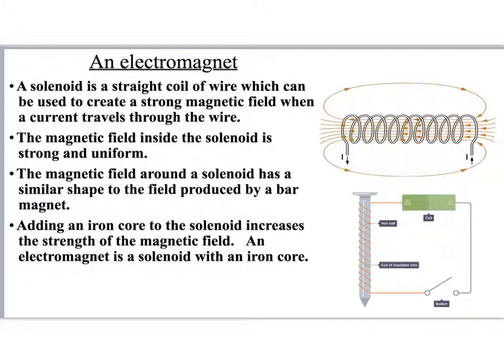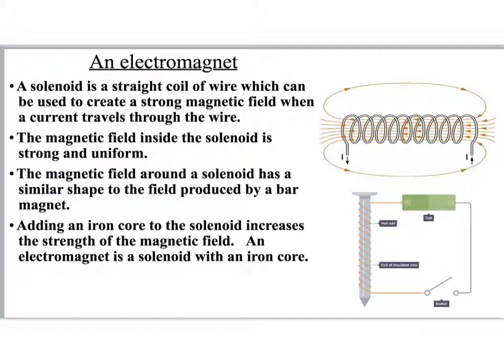So if you take a wire and wrap it into a coil, which we now call a solenoid, we can change the way the magnetic field works. A solenoid is a straight coil of wire which can be used to create a strong magnetic field when the current travels through the wire. So rather than just moving in a straight line, you can see that we've wrapped the wire around, which means that the current is flowing around in a circle.